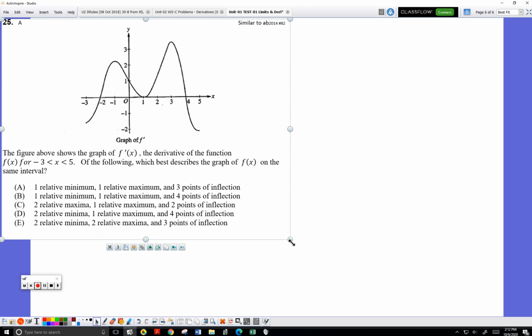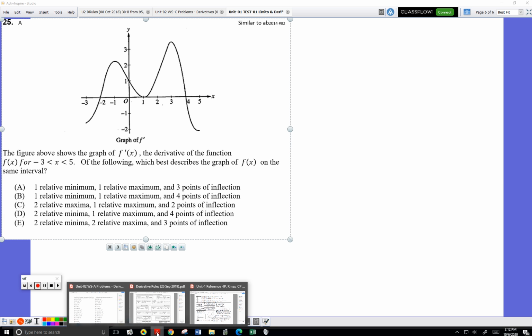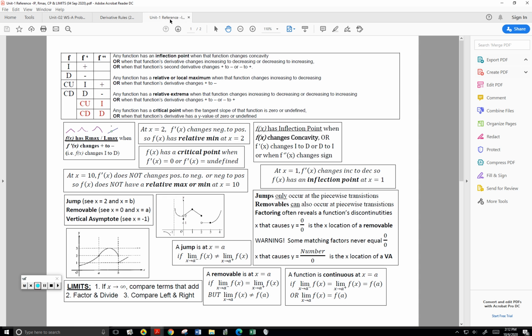So anyway, you need to have a flashcard that says this. It's right here. You have the sheet. This is not new information. F has a relative max when F prime changes positive to negative, which means F is changing from increasing to decreasing. So if I were making the flashcard, on one side I would just write F has R max. On the back side I put all the rest of the information. Questions?